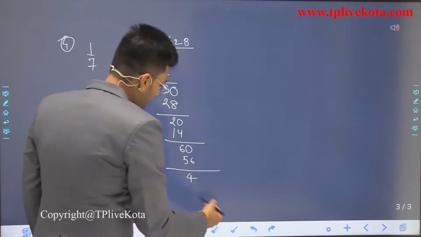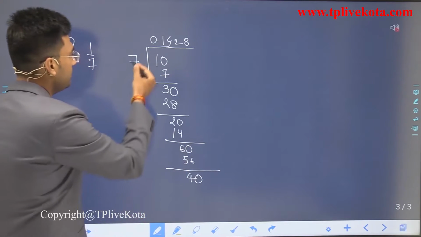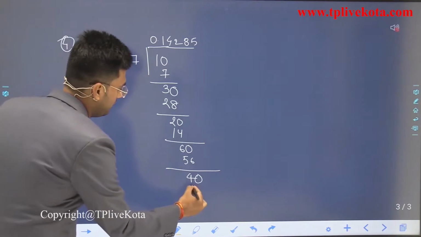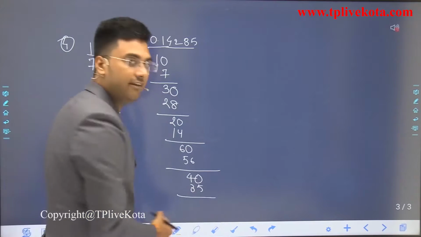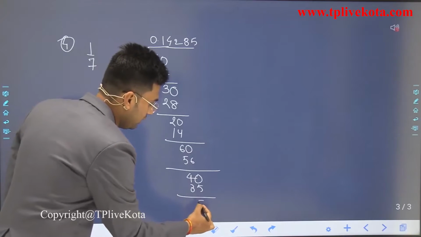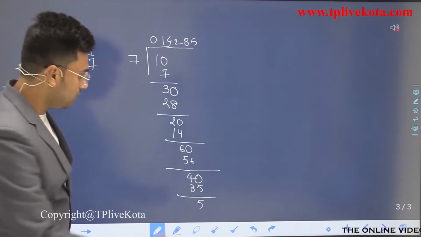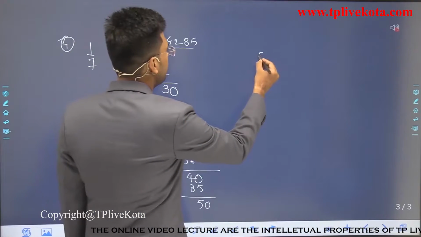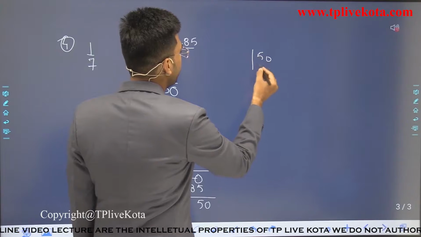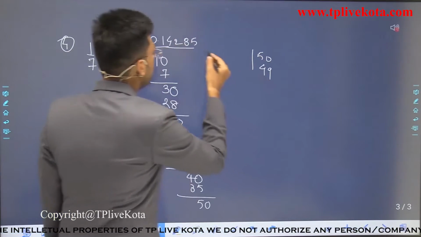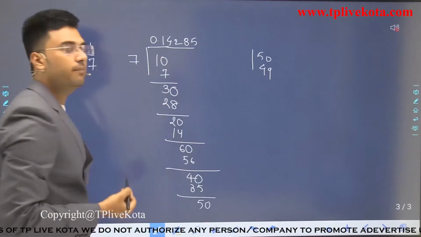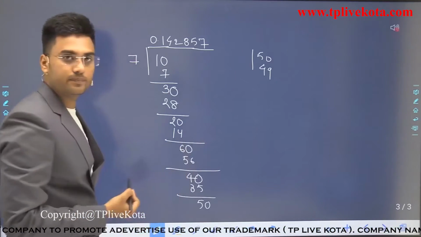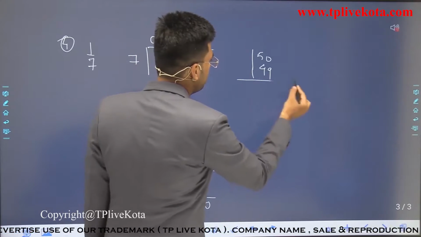Now it becomes 40, and 7 divides 40 five times, it is 35, and the difference of 40 and 35 is 5. Now it becomes 50. Now divide 50 by 7. When we divide 50 by 7, we will get 7 times, and 7 sevens are 49. So the remainder is 1.